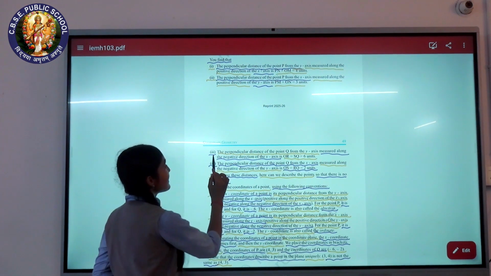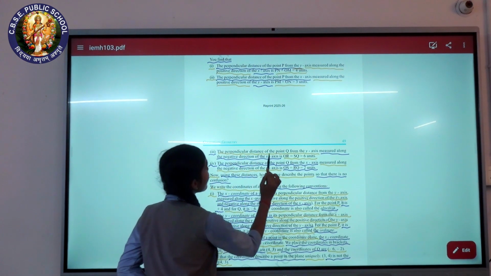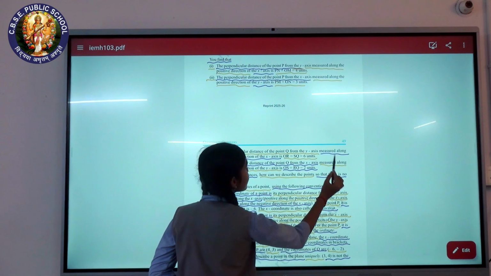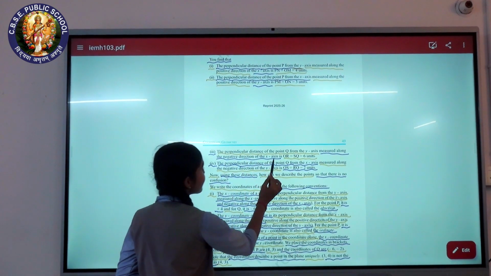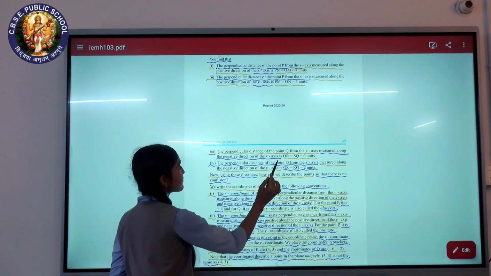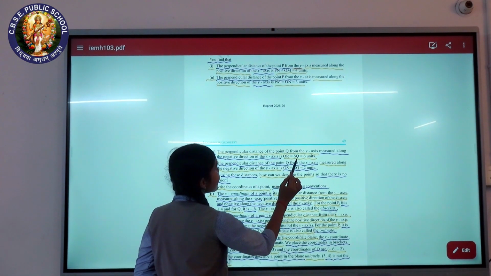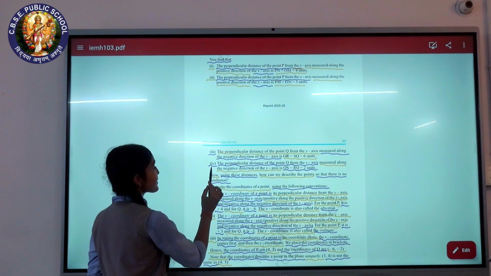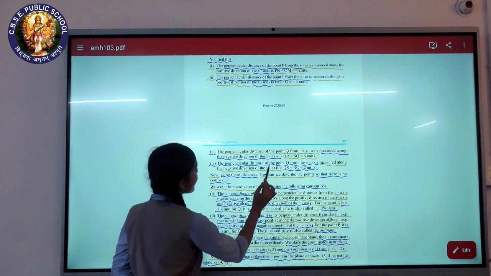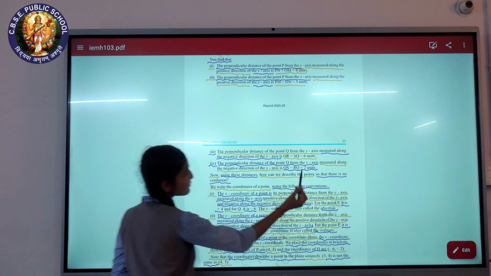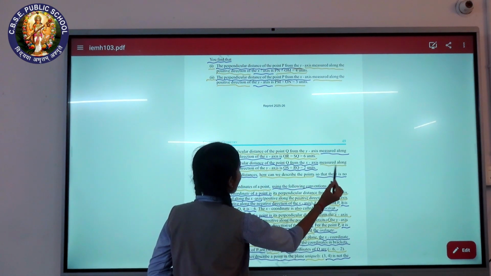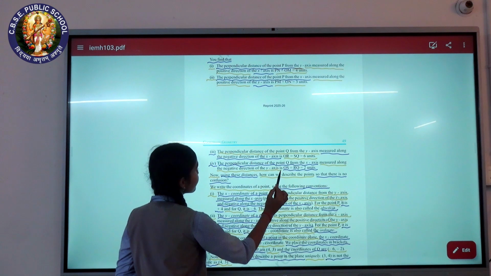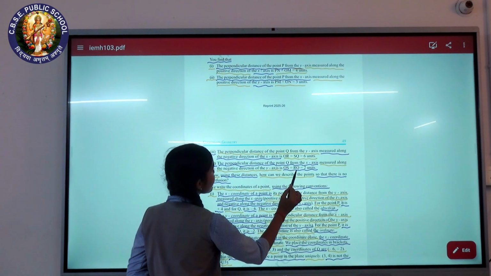Third, the perpendicular distance of the point Q from the y-axis, measured along the negative direction of the x-axis, is OR equal to SQ equal to 6 units. Fourth, the perpendicular distance of the point Q from the x-axis, measured along the negative direction of the y-axis, is OS equal to RQ equal to 2 units.